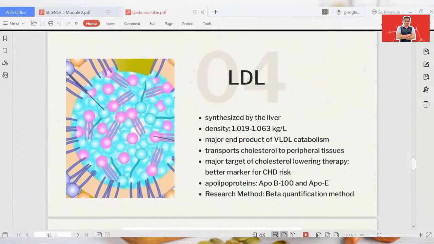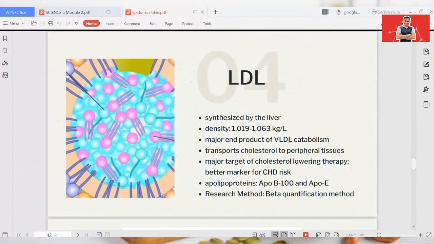LDL is easily taken up by cells, so elevated levels are associated with an increased risk of atherosclerosis. In normal lipid metabolism, this lipoprotein, the LDL, brings cholesterol to our peripheral tissues for membrane synthesis and formation of adrenal and reproductive hormones.